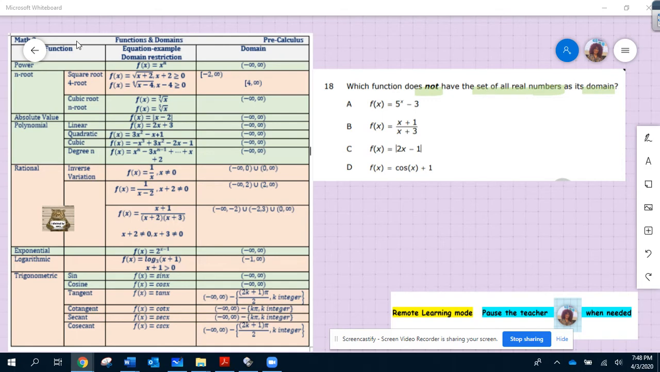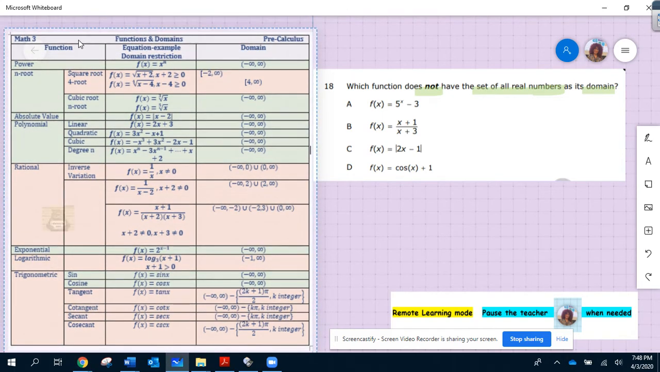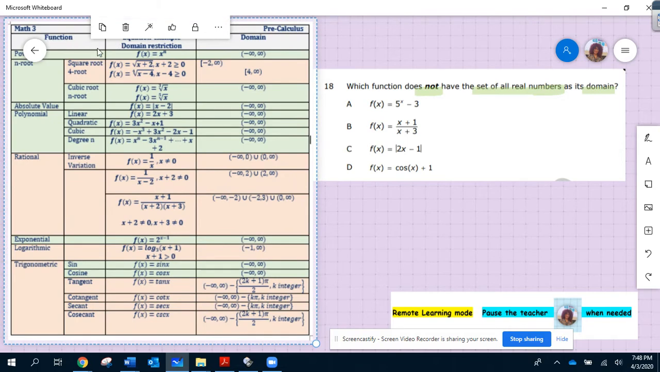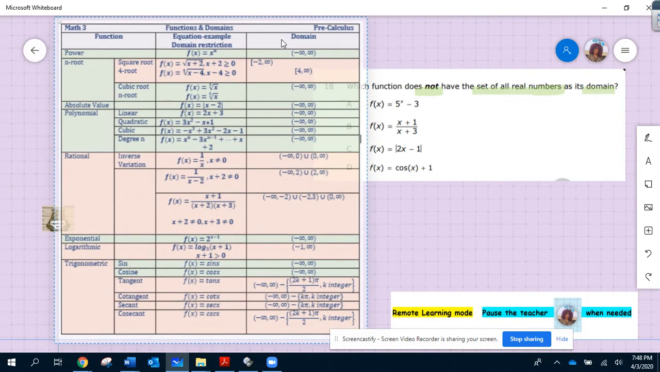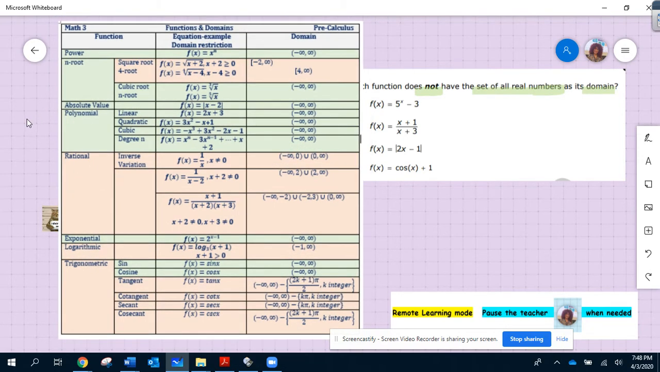I made a board, not only to teach you the functions and their domains, but just to revise a bit the functions that you studied in Math 3 or in pre-calculus. So there are power functions, absolute value functions, rational functions. Here are the categories of functions that you studied. We also have an example equation of each type of function, and the domain restriction where it applies. So anytime you want to remember the functions, you just look at this poster.